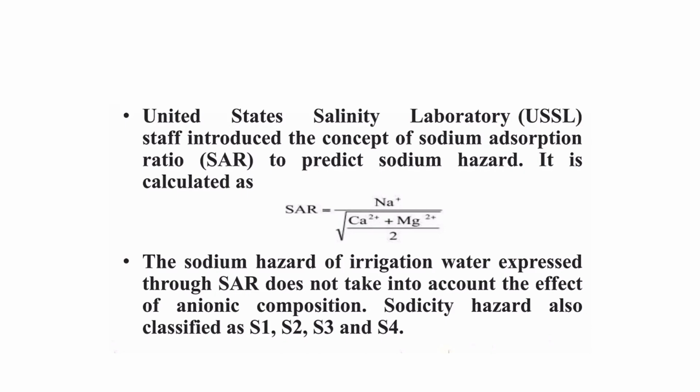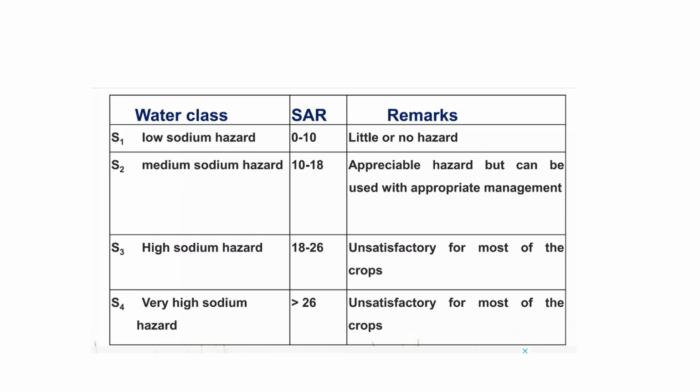Sodium hazard has also been classified as S1, S2, S3 and S4. An SAR of 0 to 10 means little or no hazard, and normally we won't go for an SAR of more than 3. But we have classified S2, S3 and S4, which you have to consider and check in the water level our soil is on.